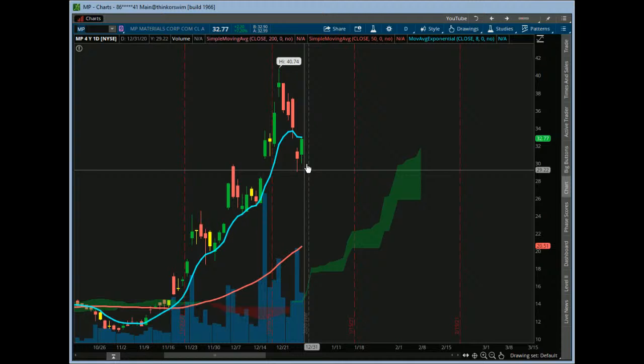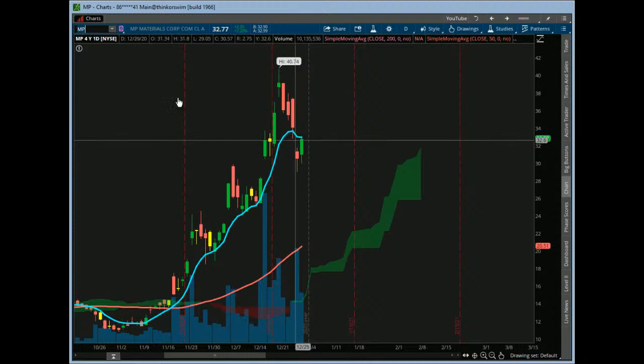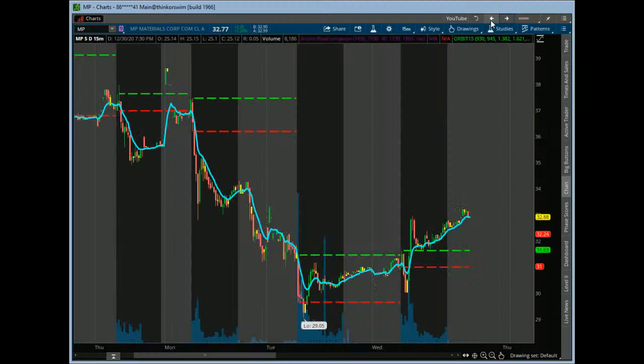Yeah, let's take a look at MP. Nice. So MP, yeah, nice push up right here. It filled the gap. It's still below the gap, so a little bit of caution off of that one. Looks like it's up a little bit here after hours. So let's see if we can get a little bit of follow through on that one.